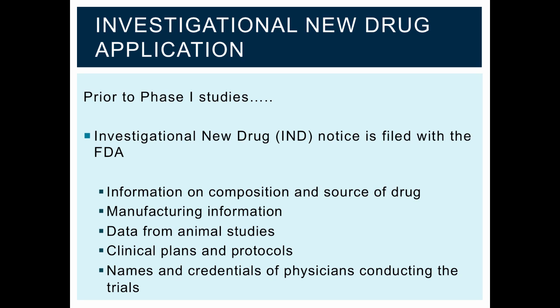In between preclinical studies and phase 1 is the investigational new drug application. I don't want to belabor the point, but at this stage, the data that's generated in the preclinical studies can be submitted to the FDA in the form of an investigational new drug application. This application has information on the composition and source of the drug, manufacturing information, the data from the animal studies, clinical plans and protocols, and names and credentials of physicians conducting the trials.